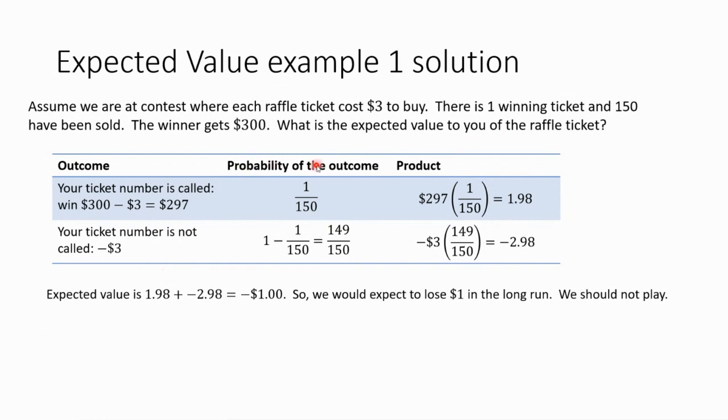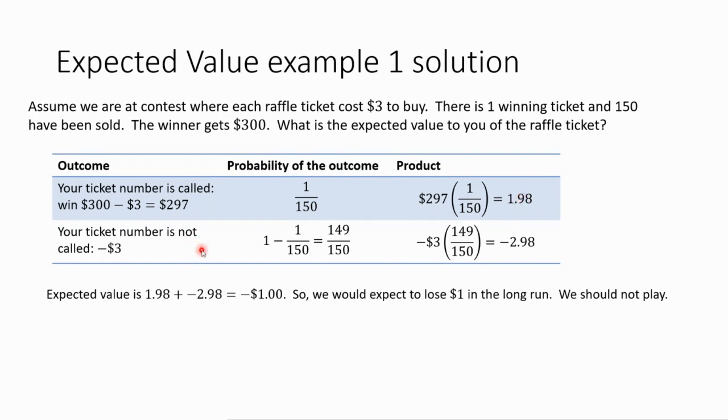Well, what's the probability of that? Well, there's only one winning ticket. So the probability of winning would be 1 in 150. Okay, so what's that product? We get 1.98. That's what this product would be.